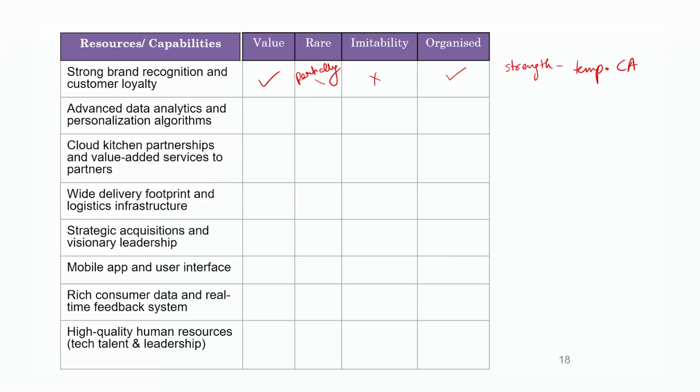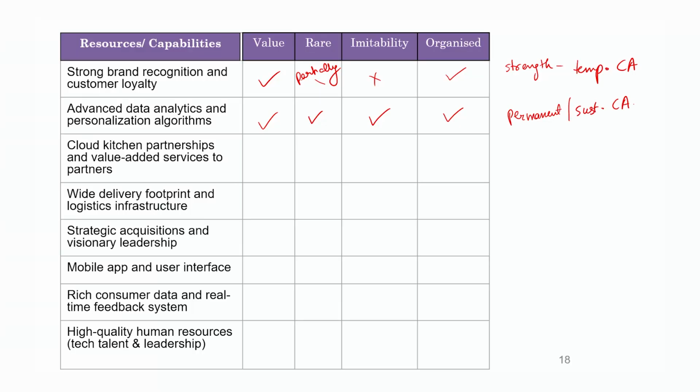Talking about the second, that is advanced data analytics and personalized algorithm: valuable, rare, difficult for others to imitate, and also the firm is organized. So this is a resource which is going to give permanent or sustainable competitive advantage.